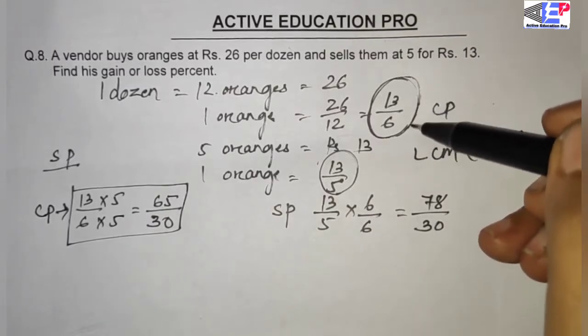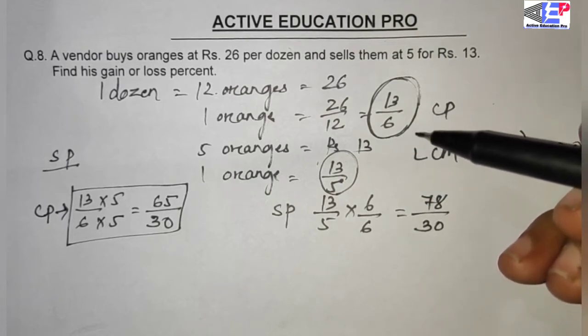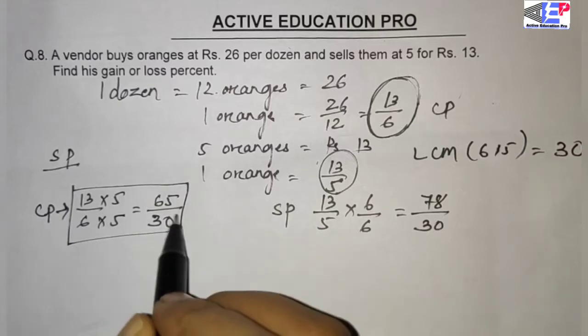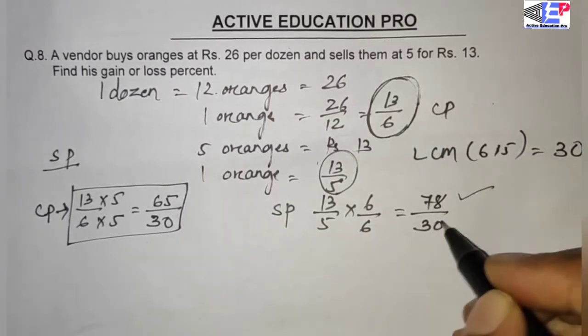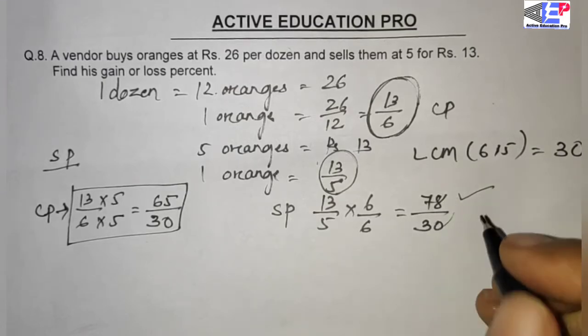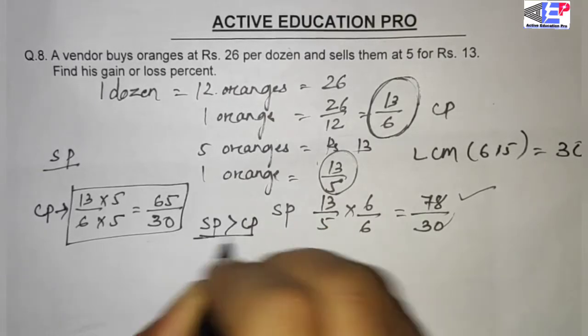Look here, primarily we had CP and SP as fractions with different denominators. But after equalizing their denominators, now we have CP and SP as fractions with the same denominator 30. CP is 65 by 30 and SP is 78 by 30. So SP is greater than CP, so there is a profit.